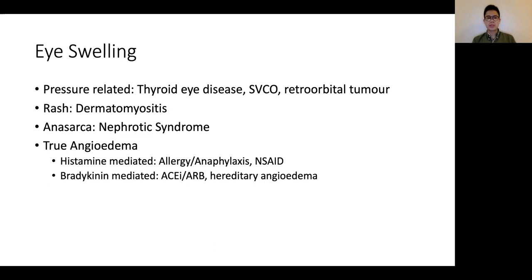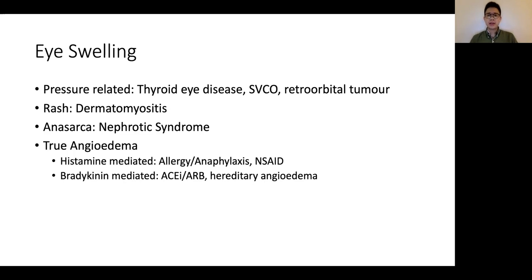So local could be something pressure related, like in thyroid eye disease, where there is excessive proliferation of the retroorbital tissues, causing a perceived swelling, as well as any form of retroorbital tumor that would normally be more unilateral. Or it could be something local like a rash, like dermatomyositis, when there's ongoing inflammation. This can be perceived as some degree of eye swelling. Then we look at the systemic causes.